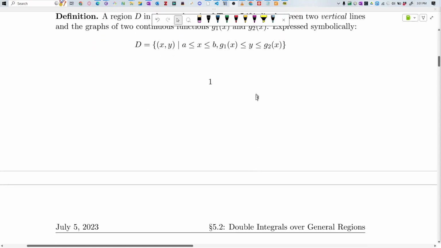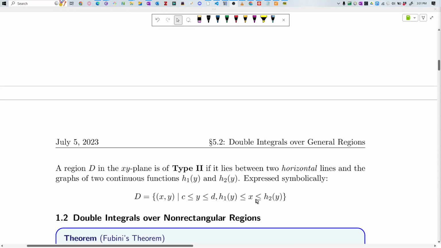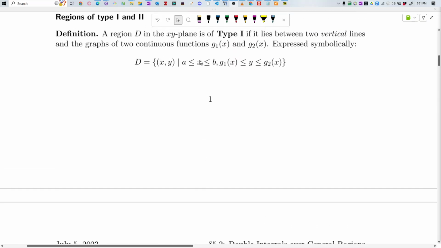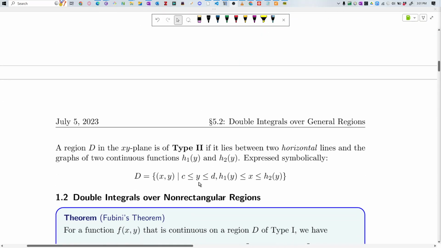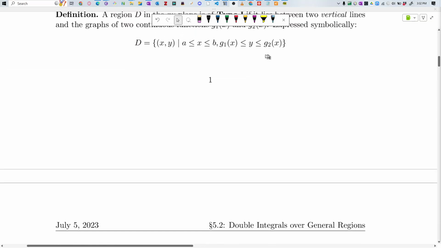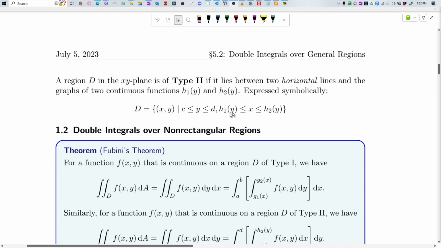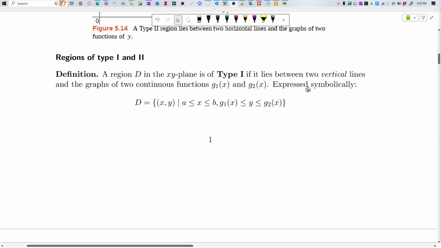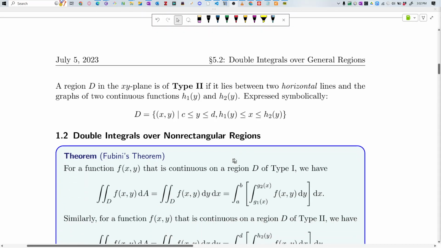And for regions of type 2, the x and y are reversed, basically. So instead of x going from A to B, you have y going from C to D. And instead of y being sandwiched between functions of x, you have x being sandwiched between functions of y. Yeah, horizontal lines versus vertical lines. I think that's something that I emphasized here also.